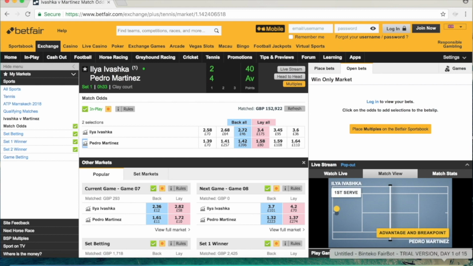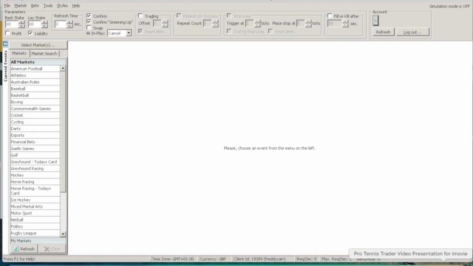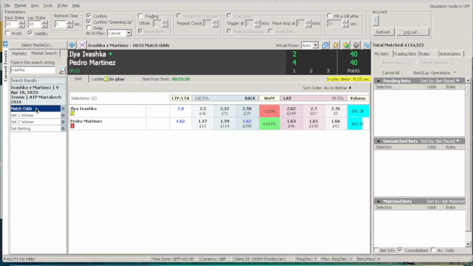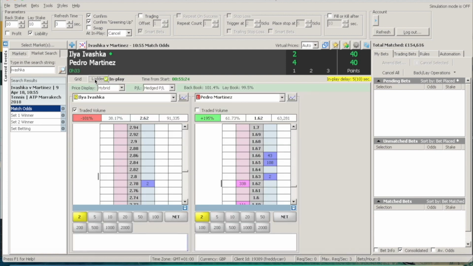Now, to do that on the FairBot platform, again, very simple. If we just go to Market Search and we find that match with Ivashka, you can see the match comes up. We click on the match, we click on Match Odds. We then turn this into a ladder format, which is what we will be using.